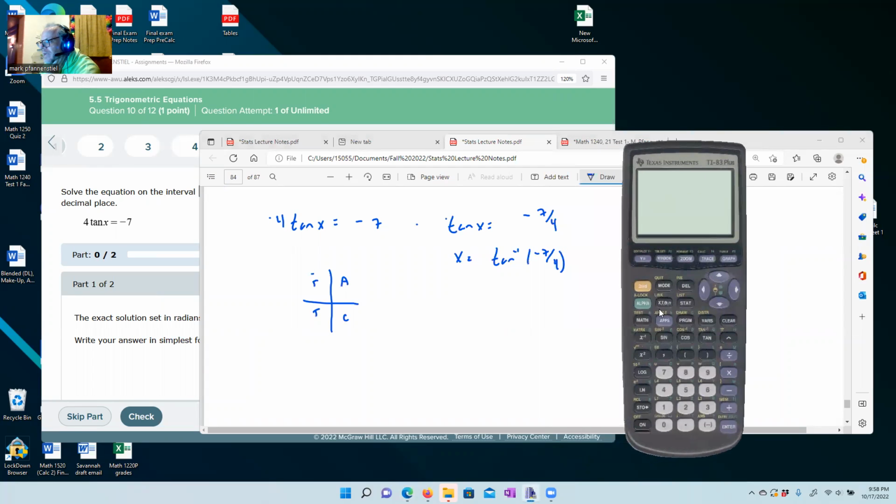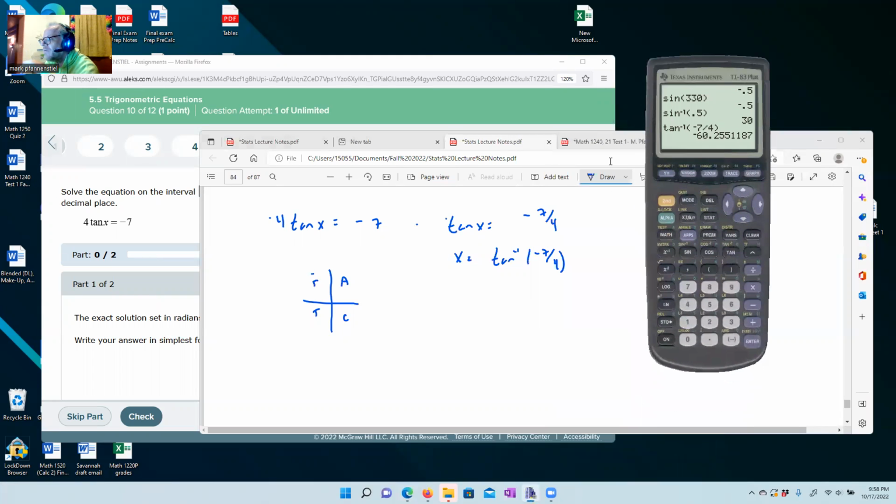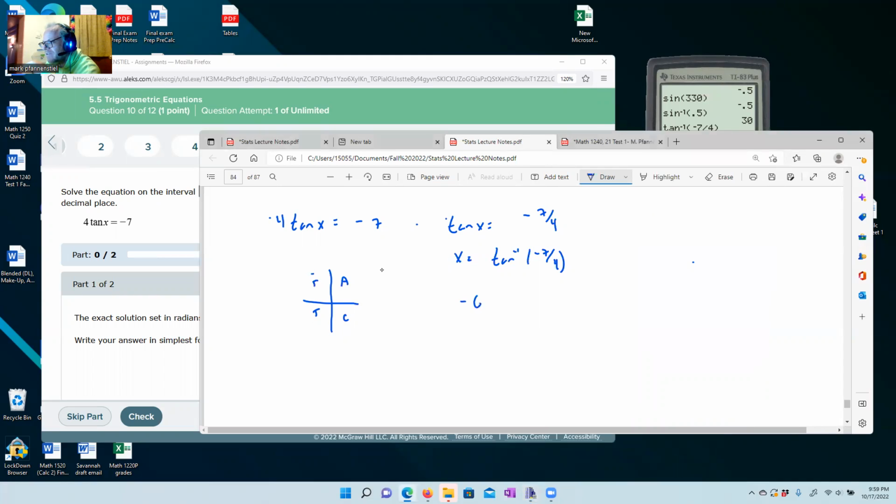Let's make sure we are in mode for degrees. They are. So we're going to say second function tangent. We want tan inverse of -7/4. Now tangent inverse gives us a -90 to +90 kind of an answer. So we got -60.3 degrees, -16.3 degrees to 1 decimal place. Where is that? That's here-ish.